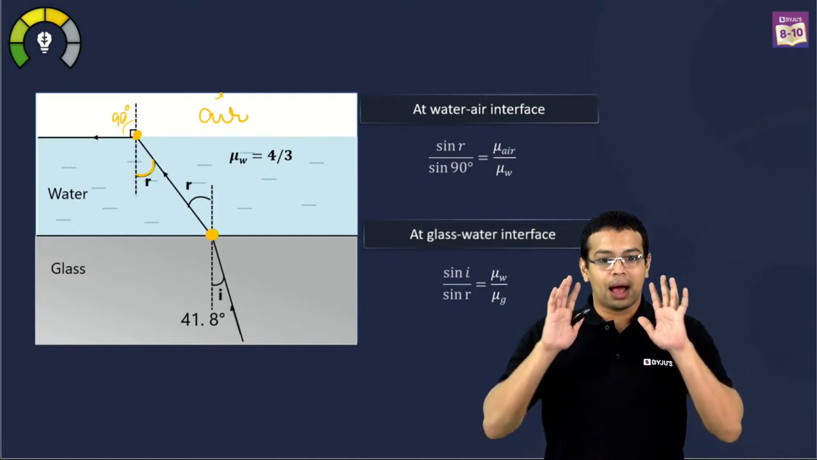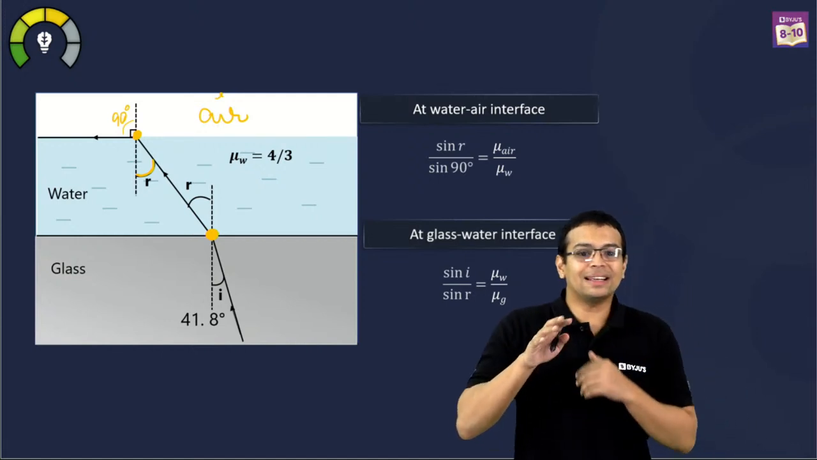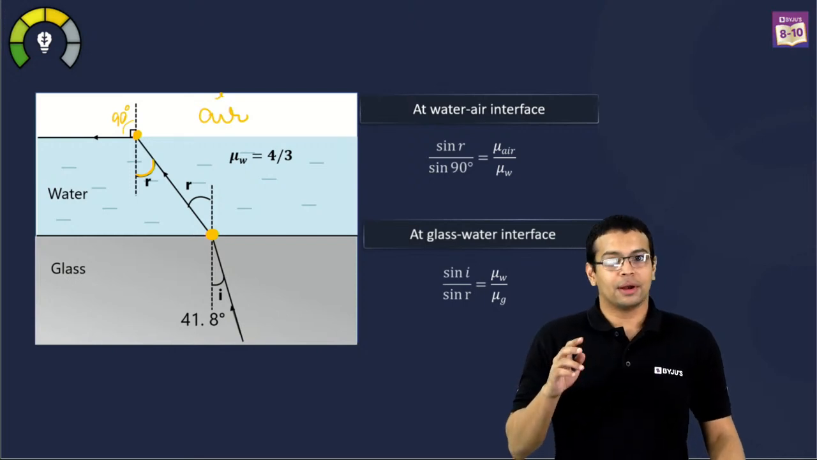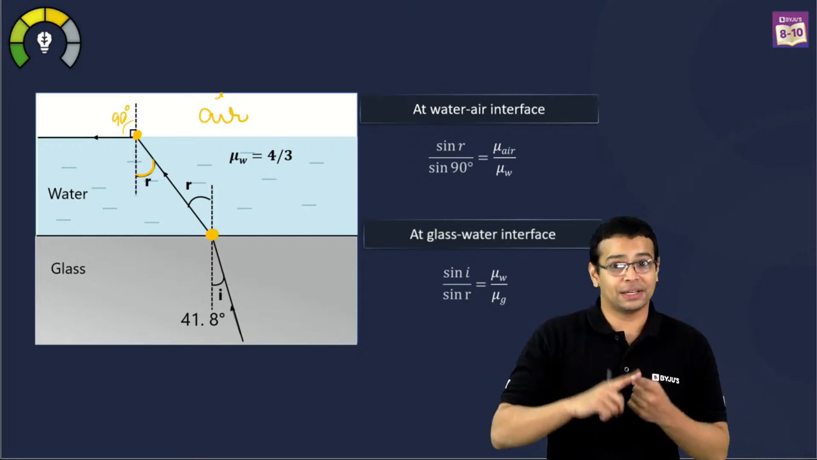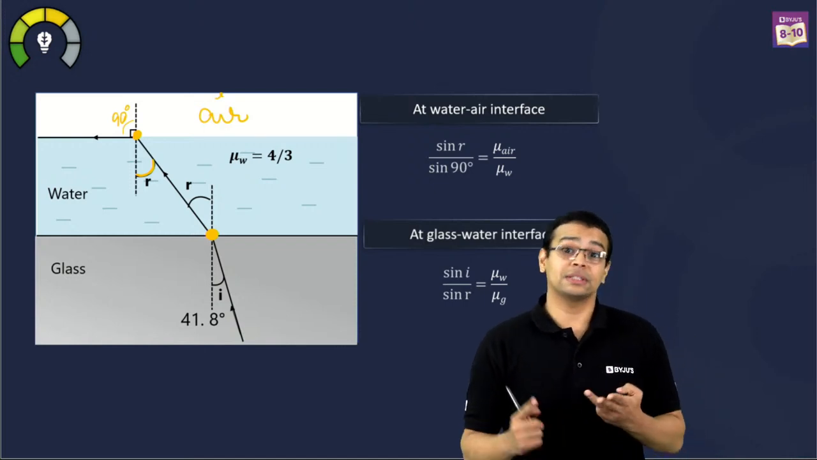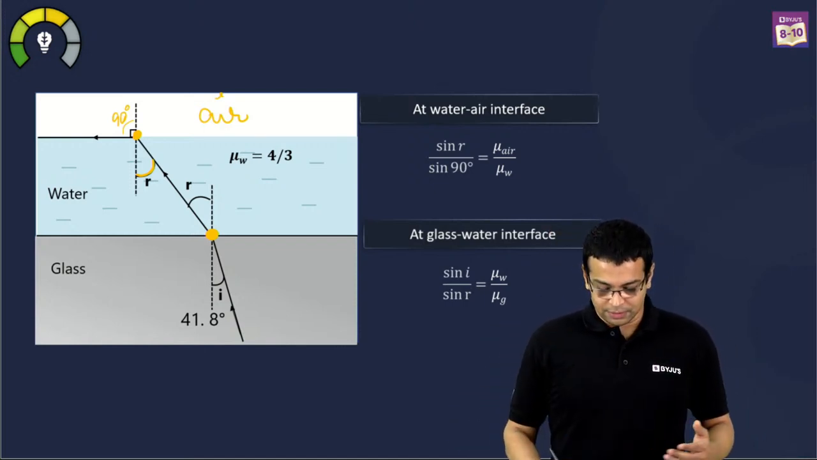Simple, straightforward. I hope you're getting this so far. It still does undergo refraction, right? By the way, this is not the whole truth. At most interfaces, for most materials, reflection also takes place, some bit of absorption also takes place, and some bit of refraction also takes place. Now, how do we solve for this though?